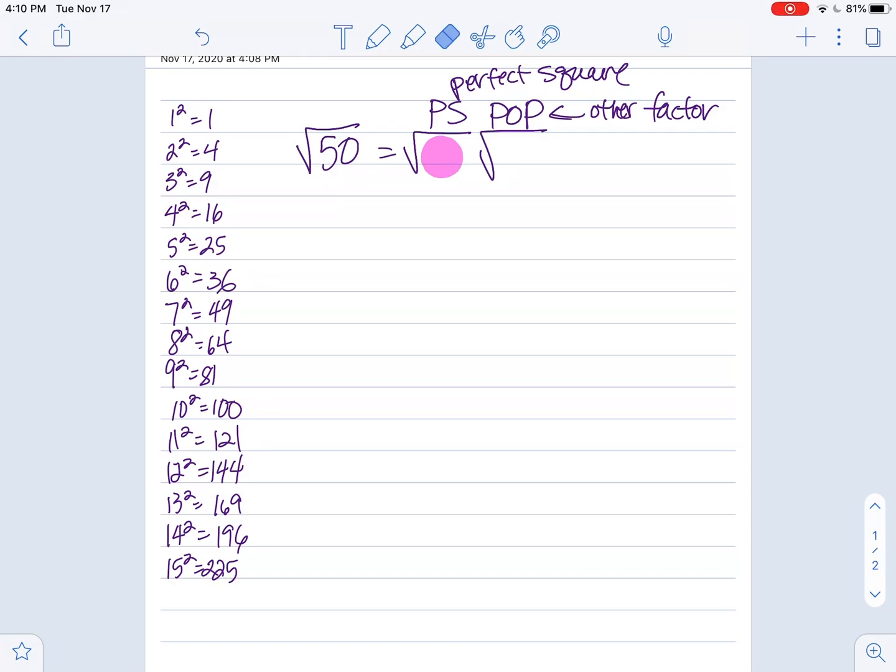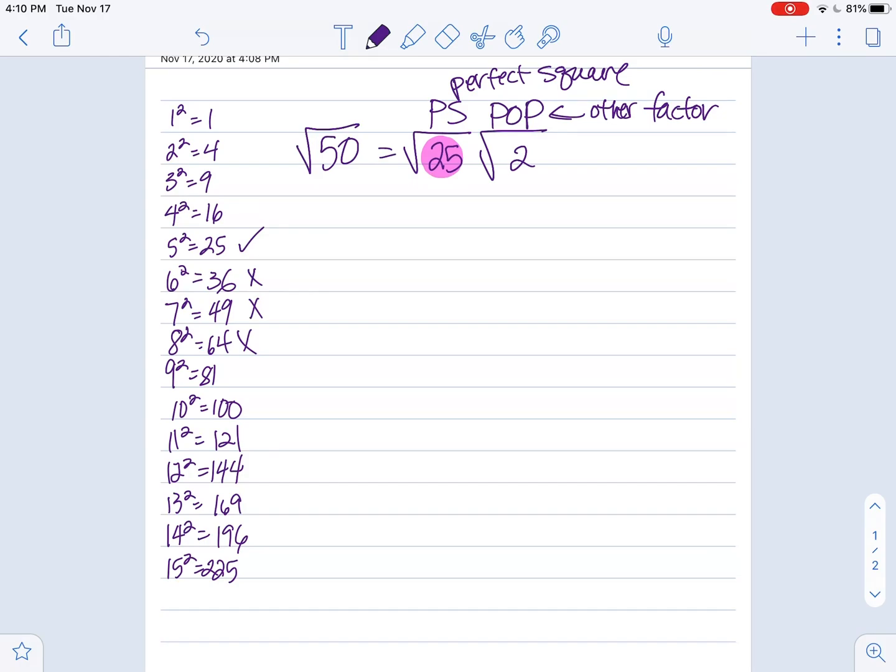Looking over at your perfect squares, we can't use 64 because that's too big. 49 is also still too big. 36 is not going to be a factor of 50, so we're not going to use it. But 25 is going to work because 25 is a factor of 50. So that is the perfect square we're going to use. Then we have 25 times 2, which gives us 50.